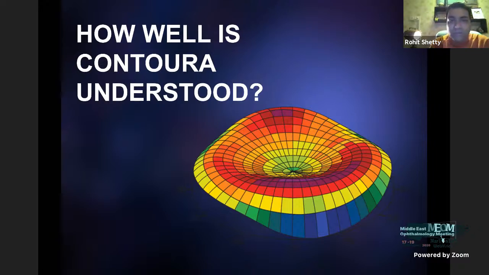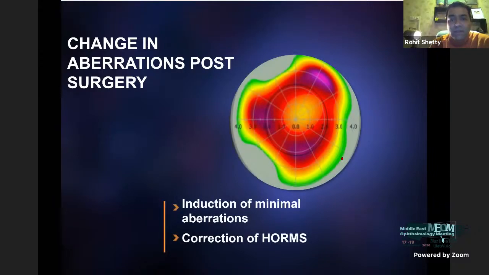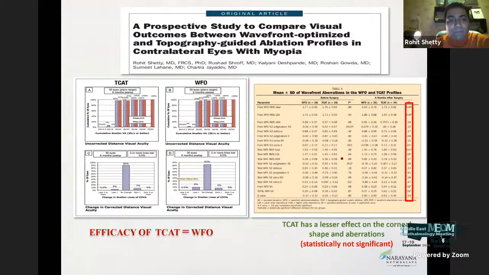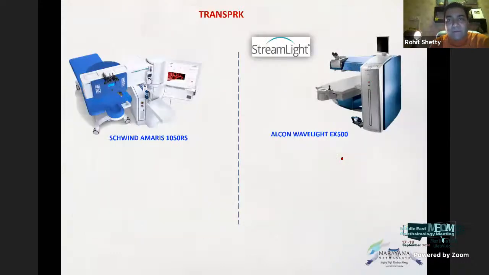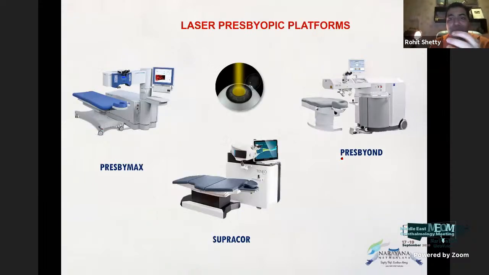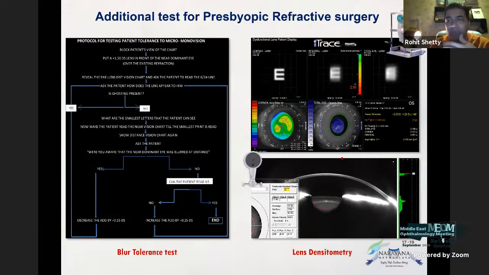When you decide on the patient, you can look at things like Contoura, where you're inducing fewer aberrations, and these are all the values which we got during our work. It increases the depth of focus. There is some published work on it, and there are machines which give you trans-PRK. You can decide on it. Of course, how both are different will be discussed; I'm speaking on the third day about how machines differ in the way the profiling is done. You can choose the presbyopic platforms. There are Presbybond, the Presbymax, Supracor for the patient who wants it.